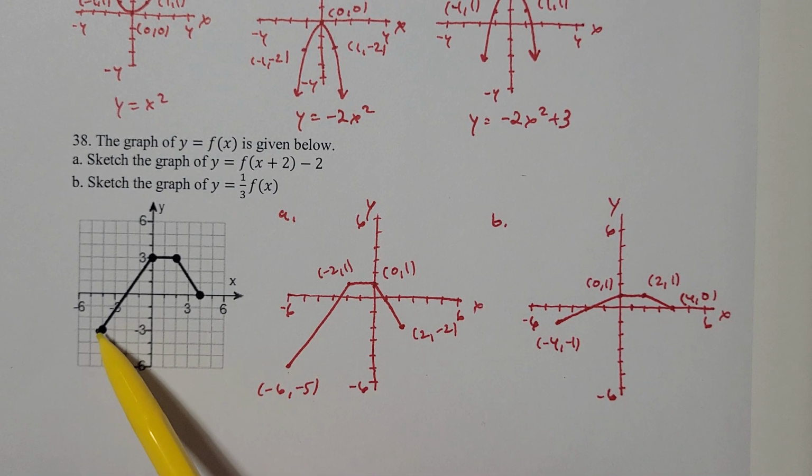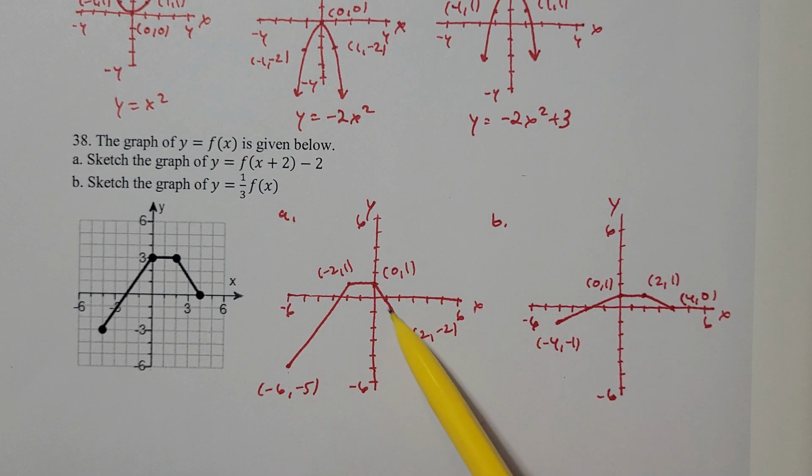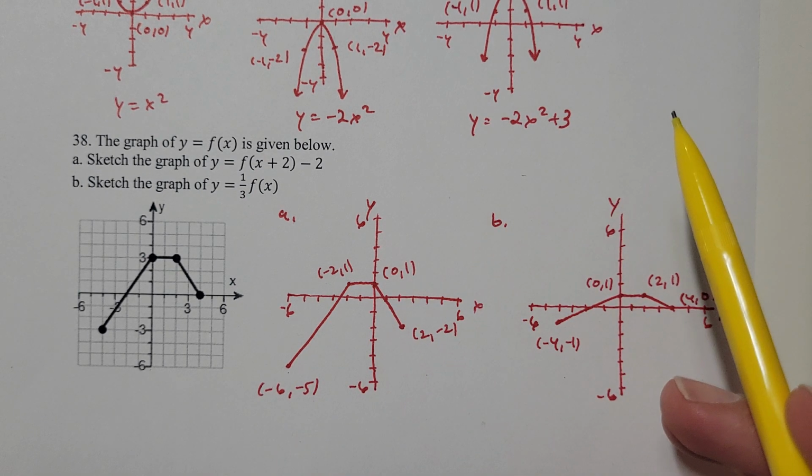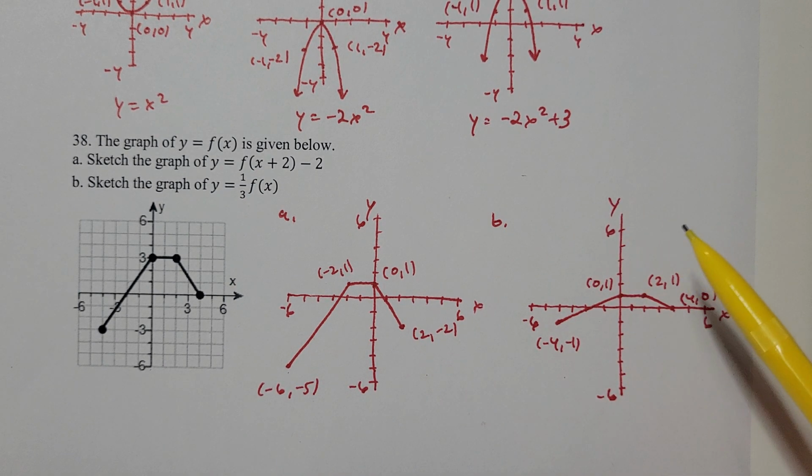And then here's the point negative 4, negative 3. So when I go to the left 2 and then down 2 with that, that's going to put me at negative 6, negative 5. Okay, and so I draw this curve there, and all the points are going to move. Okay, so it's important to keep track of where things are going there.